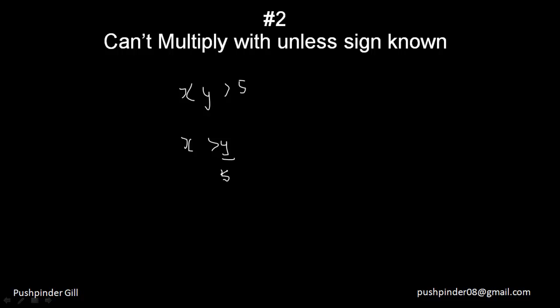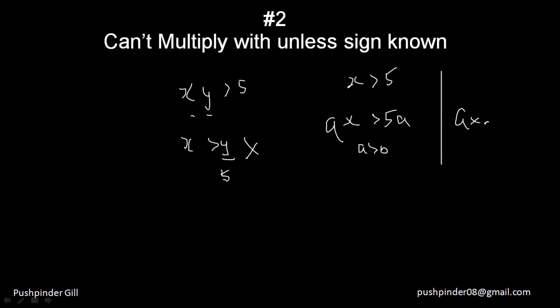This I cannot say unless I know the signs of x and y. So you can't multiply or even divide unless the sign of that variable is known. Similarly, if I say x is greater than 5, I cannot say a into x will be greater than 5 into a. Only if a is positive, isn't it? And a into x will be less than 5 into a if a is negative.